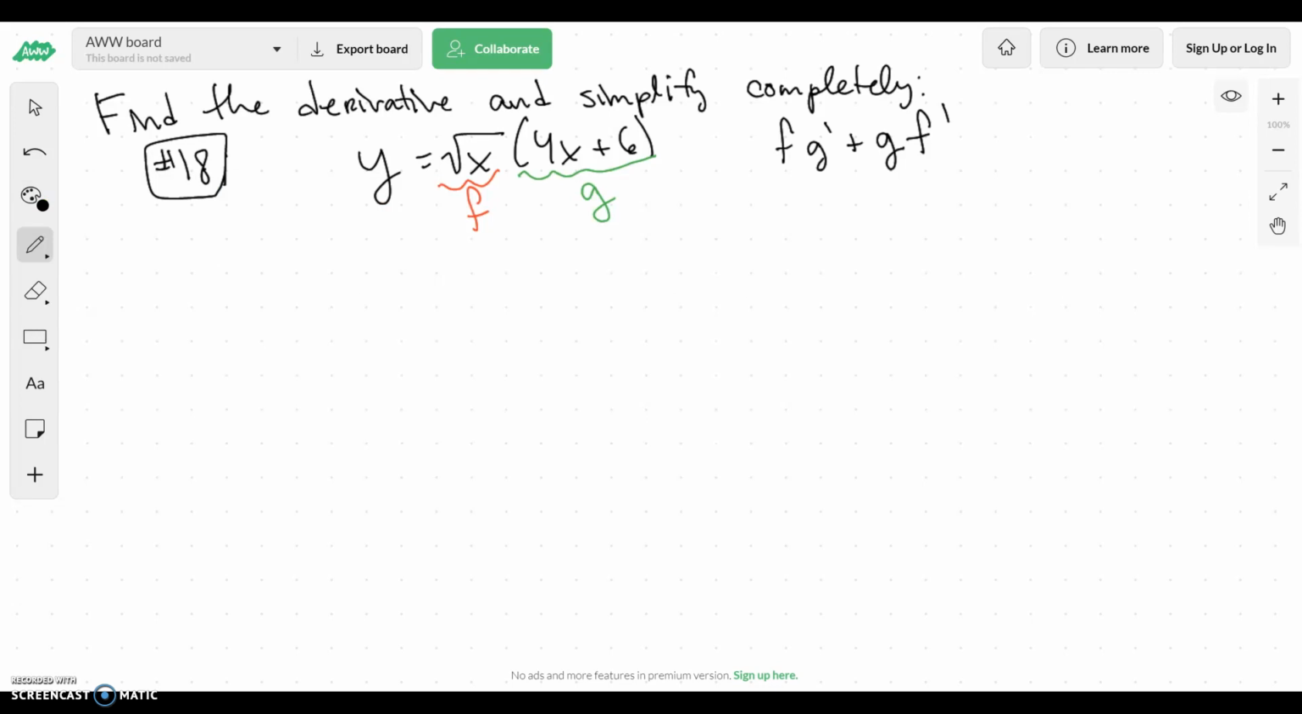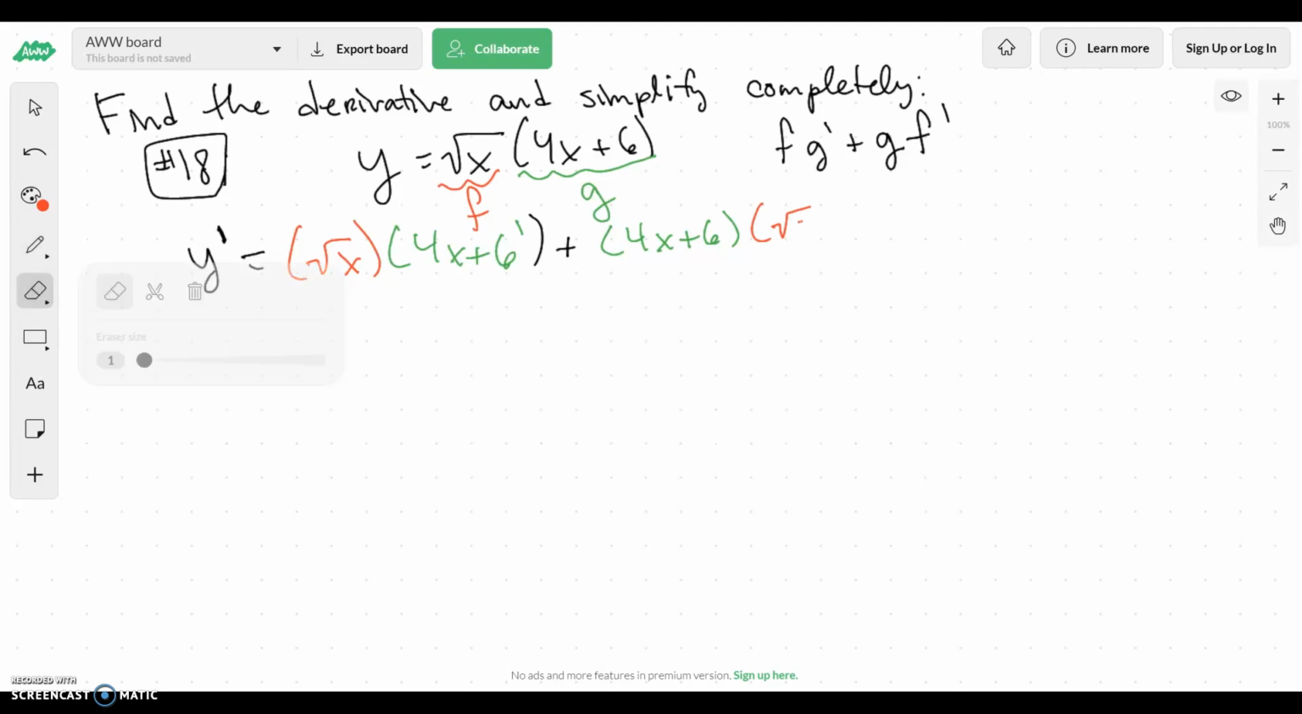So what I'm going to do, I'm going to take the derivative. So y prime is going to be equal to, so now first f stays by itself, so nothing's going to happen here. So I'm going to have square root of x, and then my green one is going to be 4x plus 6, and then I'm going to take the derivative of that. And then this is going to be in black, plus, and then I'm going to take g, so g is going to be my green, 4x plus 6. I'm not going to do anything with that, and then my f is going to be my derivative, so it's going to be the square root of x.